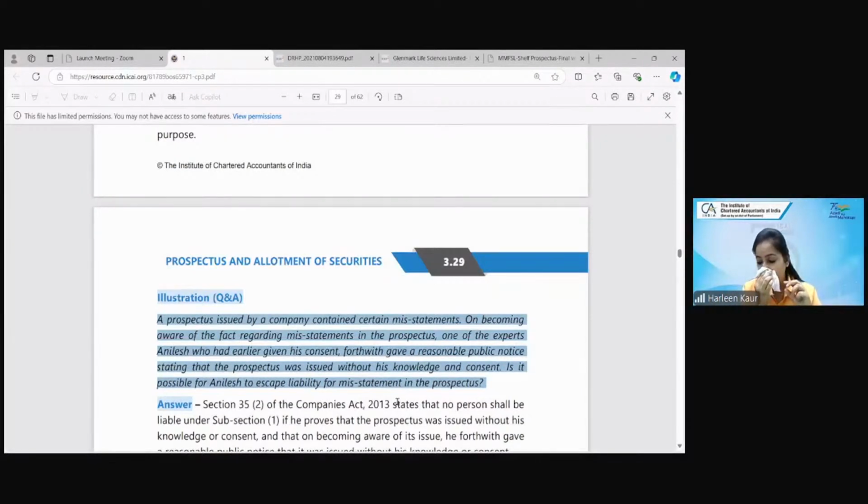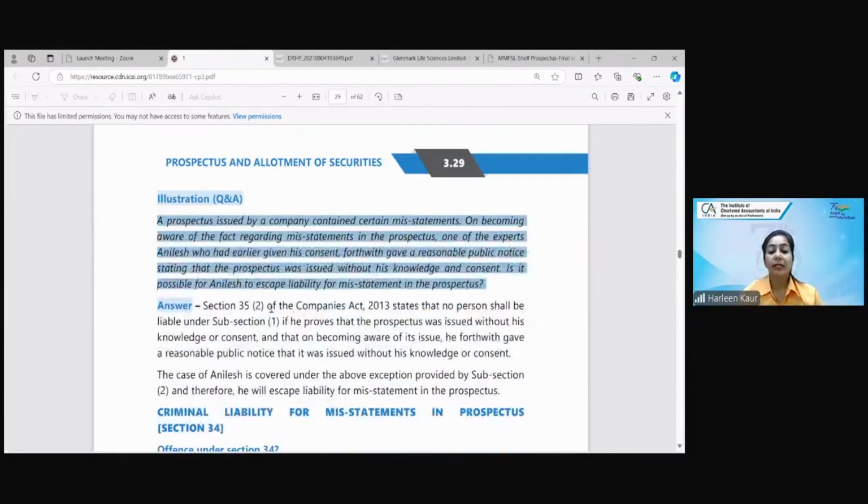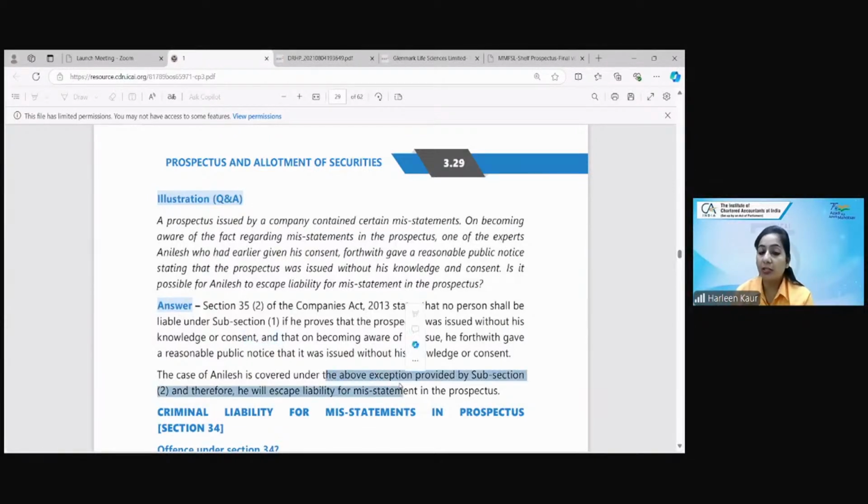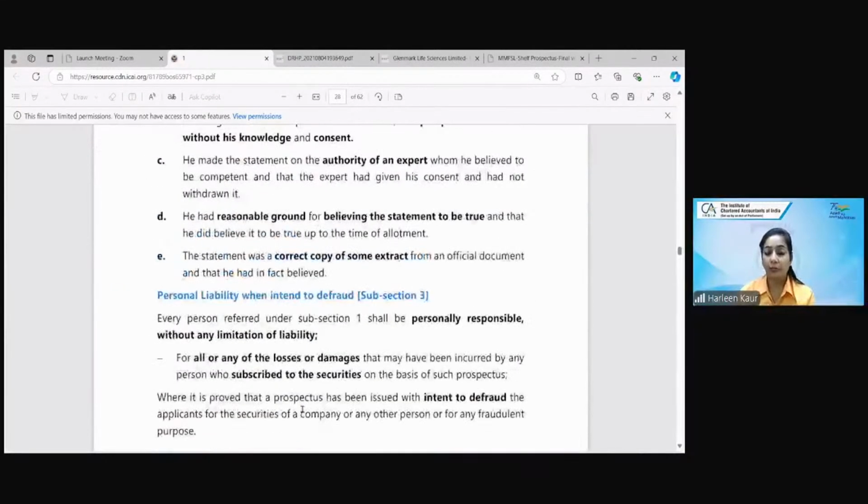Yes, children, I'm waiting for your answer. Will Anilesh be held liable or can he escape? Very good. Those who have answered yes, ma'am, he can, because he has given a public notice: not liable since he has given a public notice. Excellent, excellent, all those who have given the correct answer. Let's read. Section 35 says no person will be liable if he proves that the prospectus was issued without his knowledge, and on becoming aware he has given a public notice. I just explained to you that second point of the defense. If he falls under the above exception, he has given the public notice, he will escape from his liability for the misstatement in the prospectus.